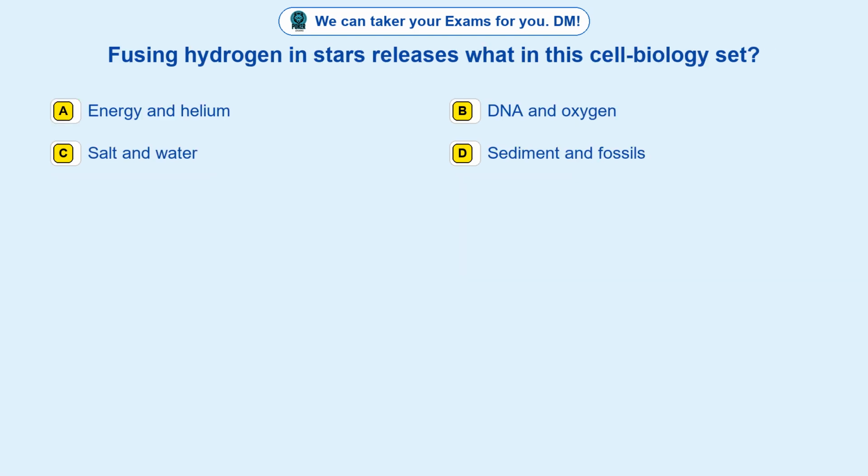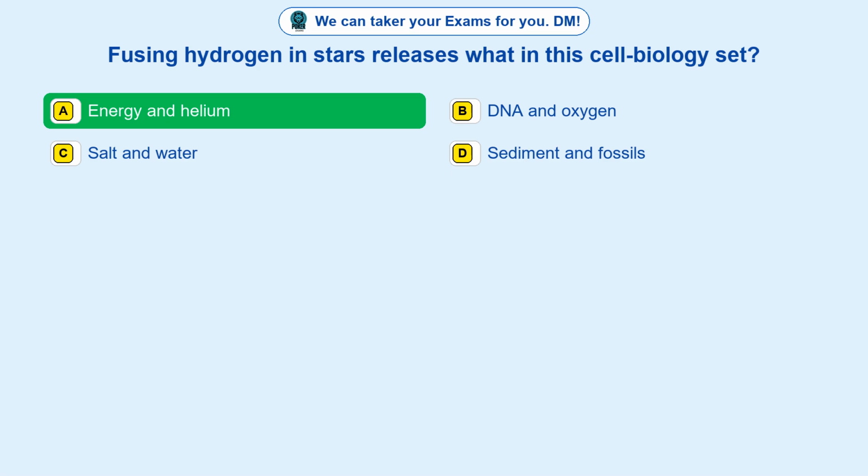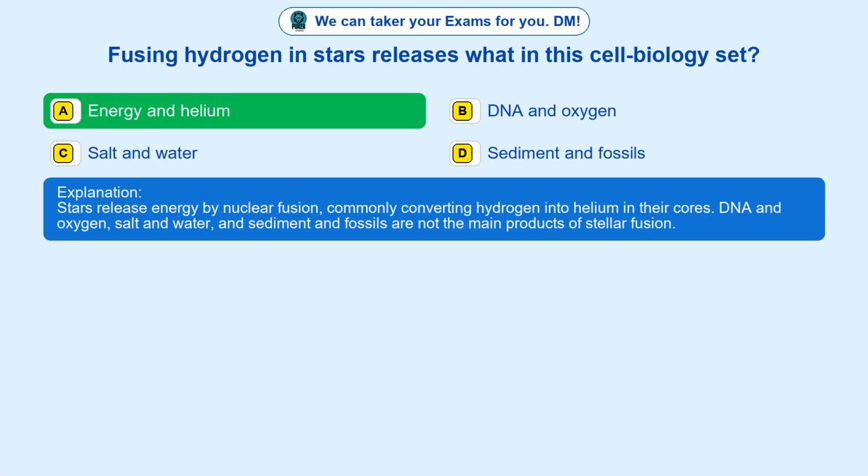Question 93. Fusing hydrogen in stars releases what in this cell biology set? Option A, energy and helium. Option B, DNA and oxygen. Option C, salt and water. Option D, sediment and fossils. The correct answer is option A. Energy and helium. Stars release energy by nuclear fusion, commonly converting hydrogen into helium in their cores. DNA and oxygen, salt and water, and sediment and fossils are not the main products of stellar fusion.